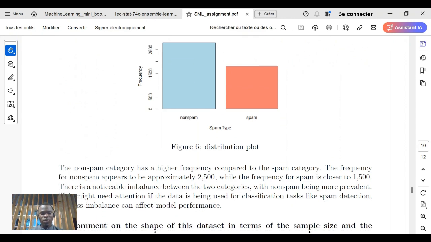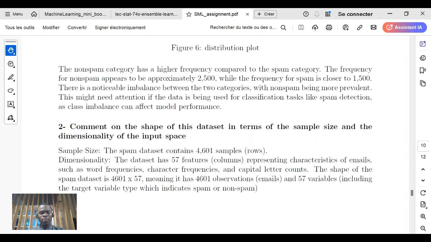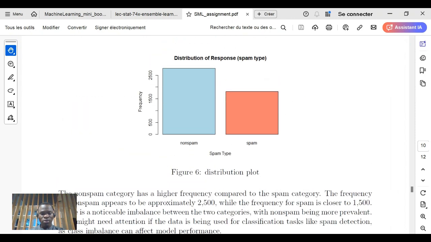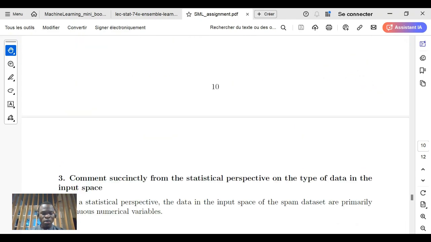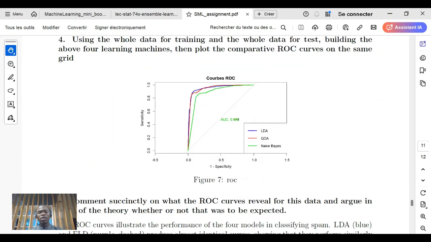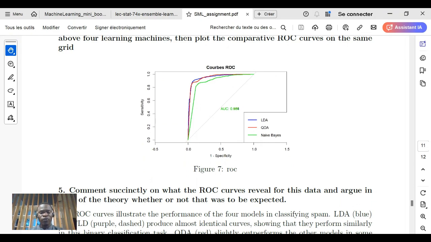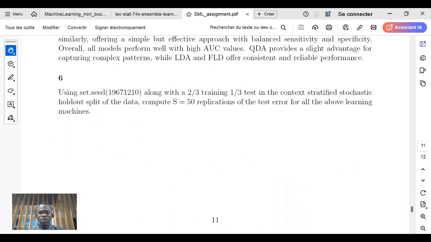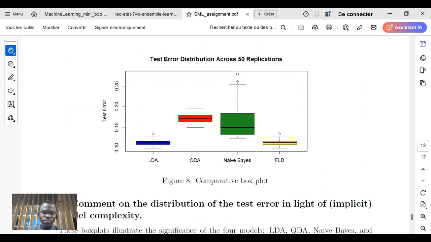classification. The data we take from R, and this data is about spam or non-spam. You can see the frequency here. The non-spam has the highest frequency, and the spam has the smallest frequency. Then we use four models: LDA, QDA, naive Bayes, and FLD. We are going to find out if the differences between these models are significant.